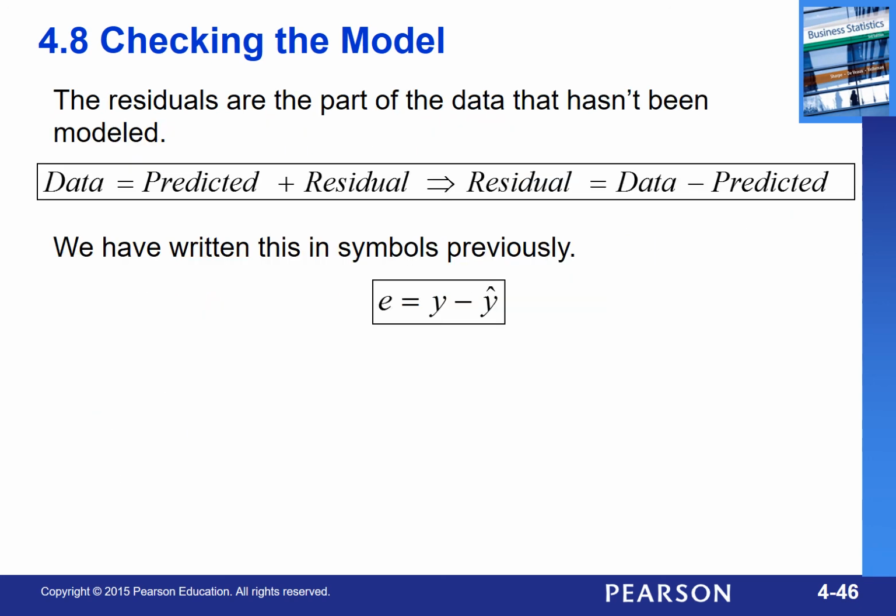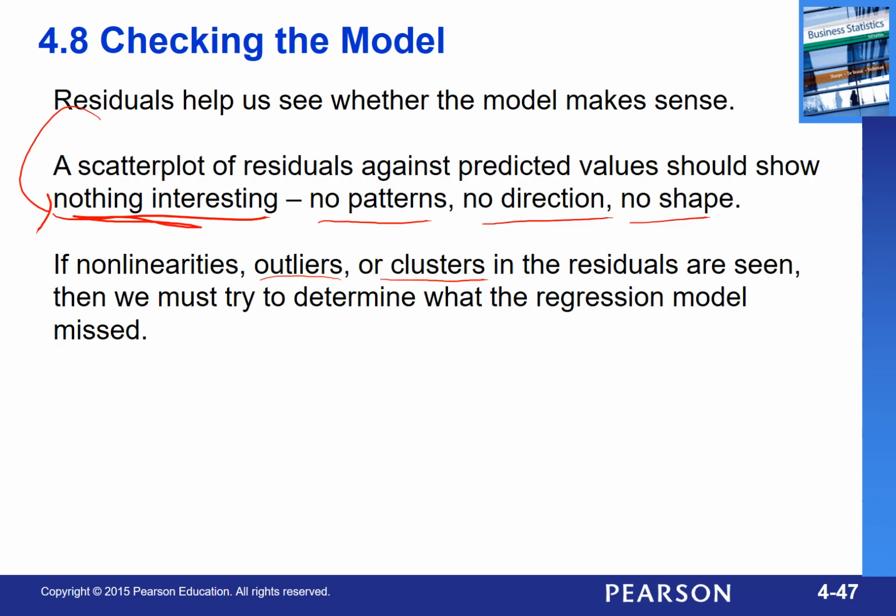So when you approach model making, what you should be doing is taking your data, looking at your predicted and your residual, and asking, is this doing a good enough job? So you should be looking at how far my data is from the predicted values. And we're going to be looking for, does this make sense? So ideally what we want to see is nothing interesting.